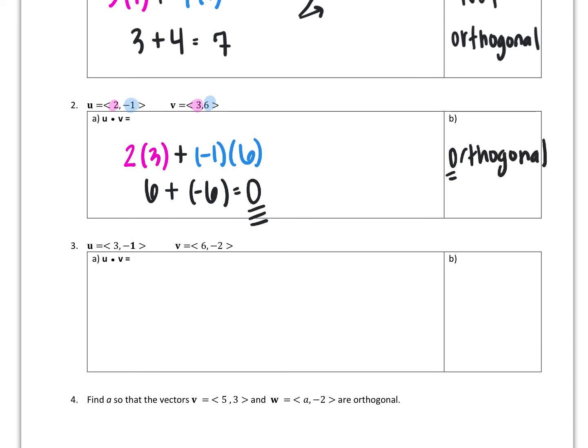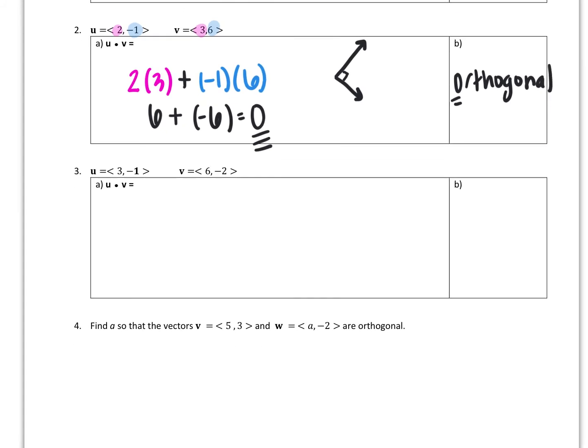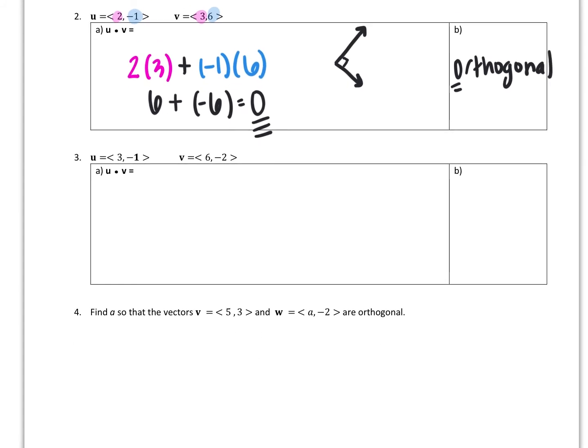Let's visually see if this makes sense to us. Vector u has a component form of 2, negative 1, so it's going right 2, down 1, so something like that. Vector v is going right 3, up 6, so something like that. You can see that visually it even looks like they are orthogonal to each other because they're intersecting at a 90-degree angle. Take a moment and try out number 3.